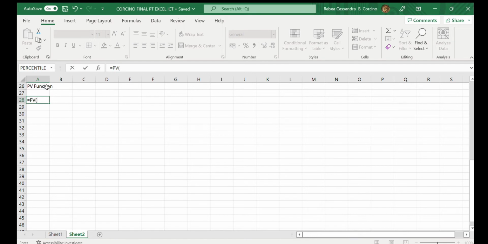Then we will see the rate, NPER, PMT, FV, and type. So again, the rate basically refers to the interest rate or the period. The NPER is the number of periods. The PMT is the payment period. The FV is the future value. And lastly, the type is basically when the payment is made. And if nothing is mentioned, then it is assumed that the payment has already been made at the end of the period. So let us have an example for you to have a wider idea about this.